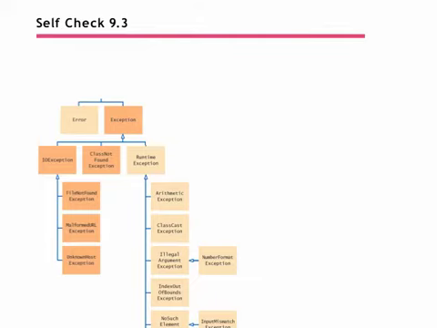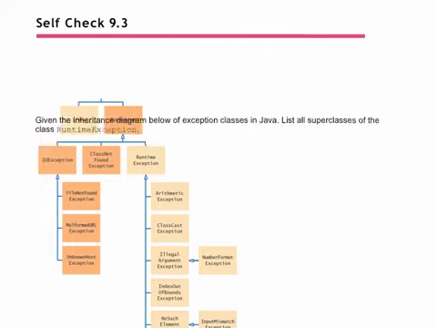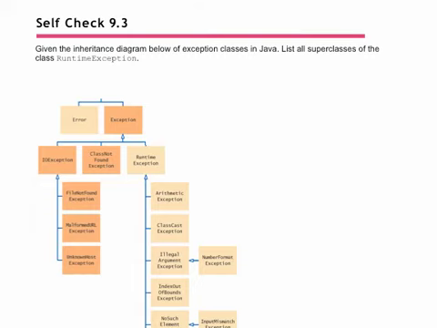Consider this UML diagram of the exception classes. This is a partial diagram, it's not showing all of the exceptions, but assume you have a class RuntimeException. What's the superclass for RuntimeException? If you said Exception, you are correct. So list all the superclasses of RuntimeException. Given this example, we're missing the Throwable class in this example, but given this UML diagram, the superclass for RuntimeException is Exception. Exception's superclass is Throwable.